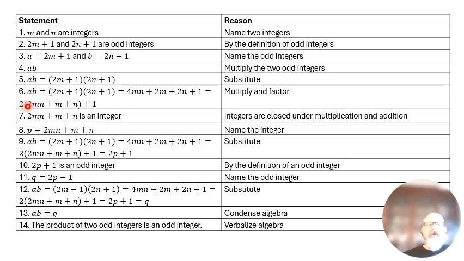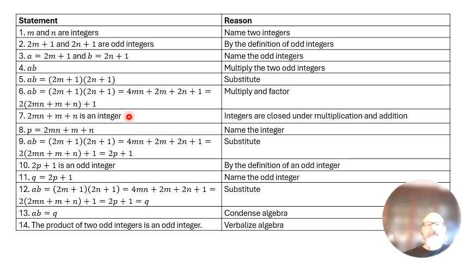We're going to nickname this horrible thing 2mn plus m plus n. Well, first we're going to say that it's an integer. And then we're going to nickname it p. Why are we doing that? Because you're going to get 2p plus 1, which is odd. All right, you see what we're doing? 2mn plus m plus n is an integer.